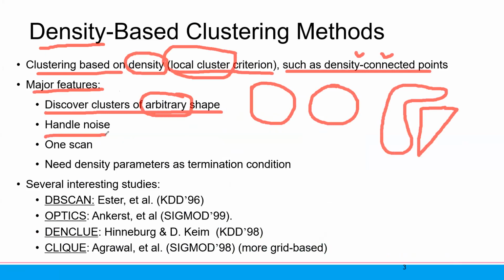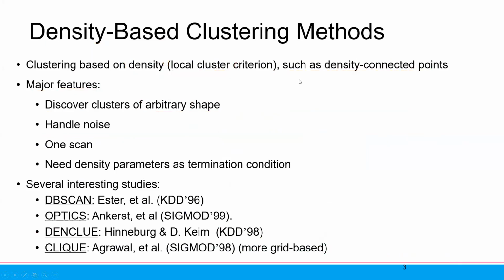And the other major feature is that it can handle noise. It is one scan, which means we only need one time processing, and it requires density parameters as the termination condition. So we need to have one condition to stop the iteration.